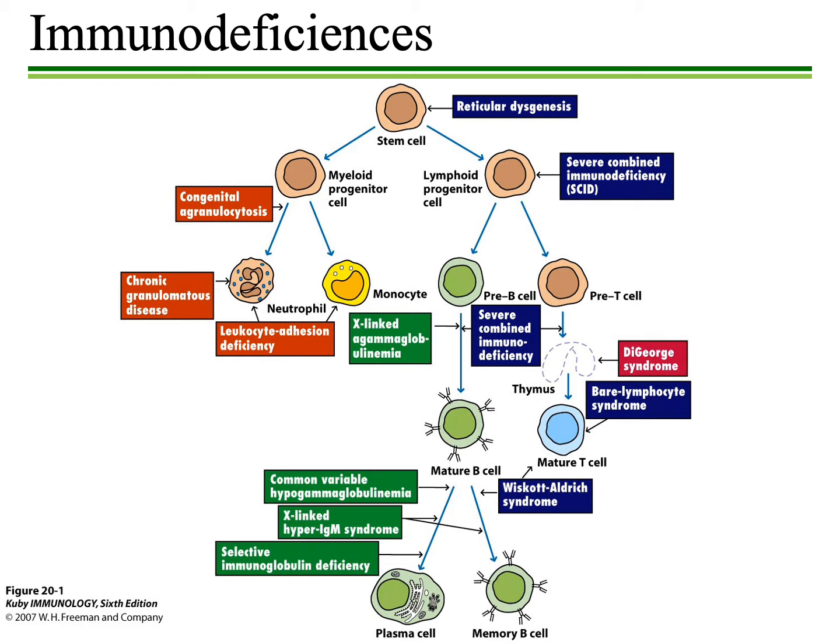In the orangish red color, you can see those that are considered phagocytic deficiencies. So any deficiency where the phagocytic system is not functioning properly fits into this particular category. In the green boxes, you can see some of the disorders that are categorized as humoral responses. These are all situations where there is a problem with antibody function or antibody production.